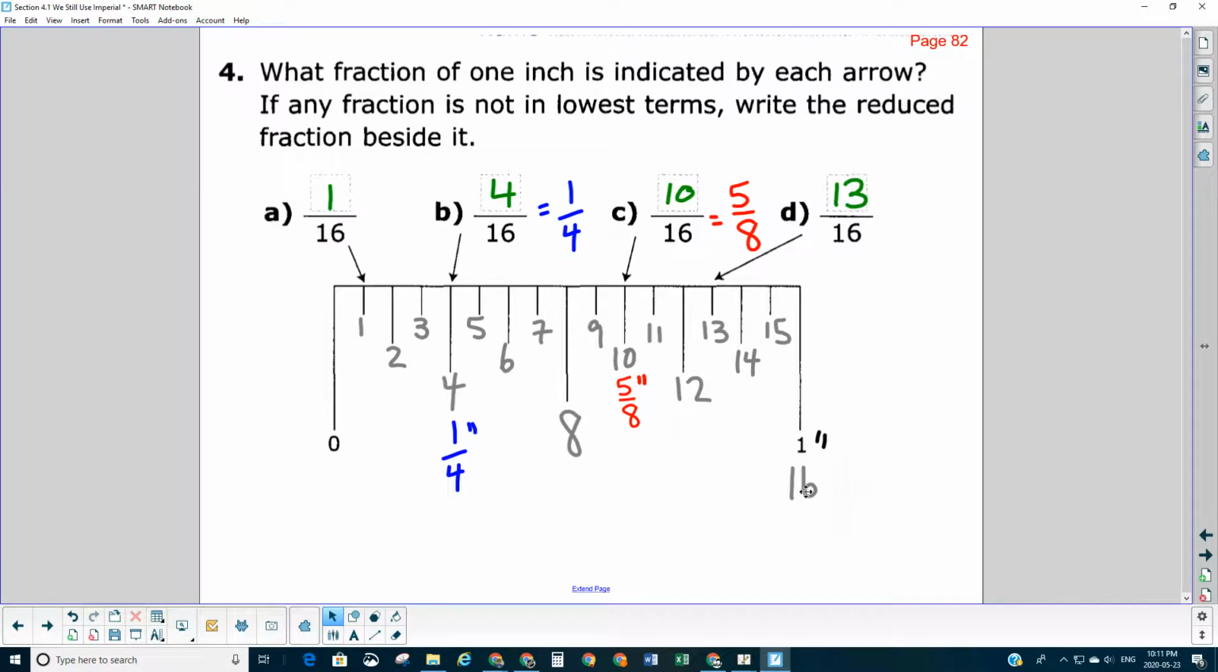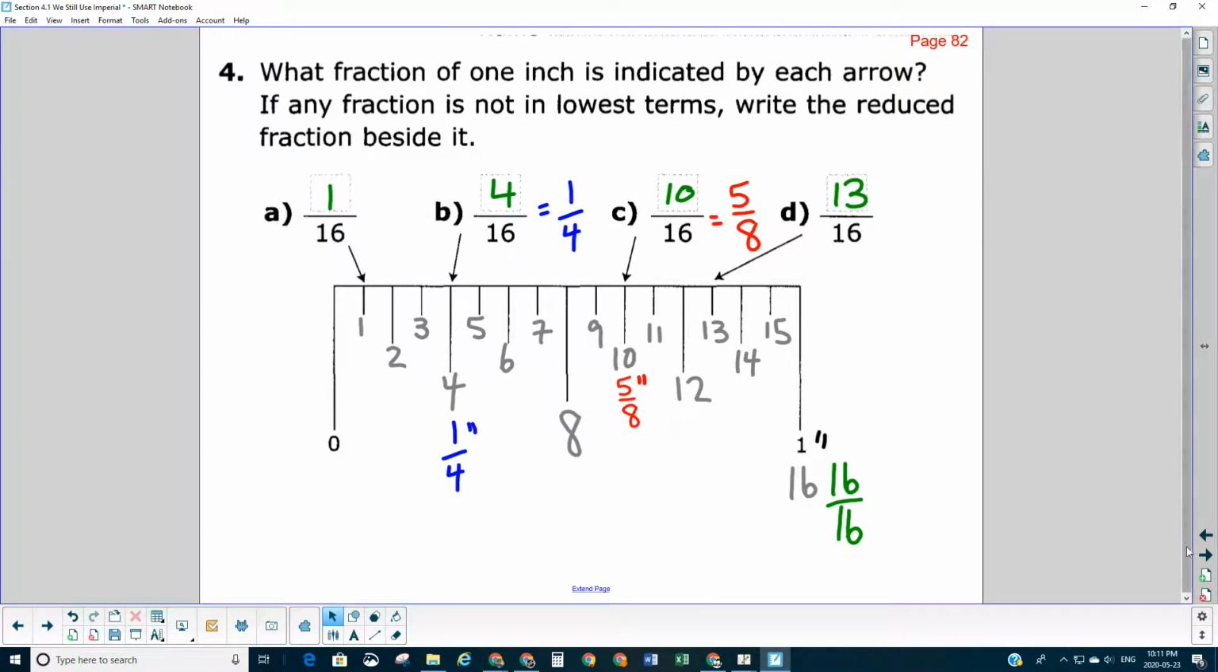Now, incidentally, if you wanted to talk here, this is 16. What is it? It's 16/16, but of course 16/16 is just 1. So we wouldn't say that this is 16/16. That's silly. We would just say it's 1 inch. All right, so we've reduced everything we can. We've talked in 16ths for number 4.